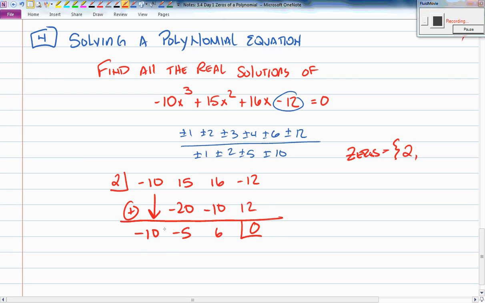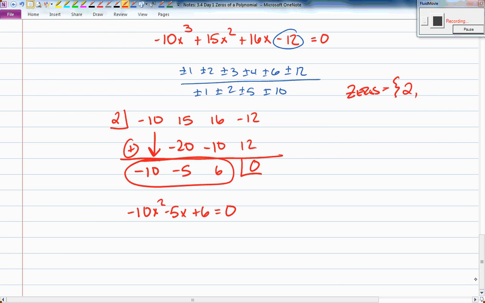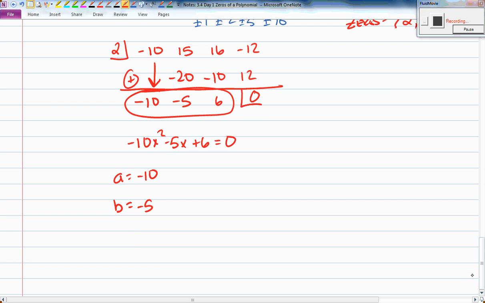Great. So how do I get the other ones? Well, the other ones are embedded in this leftover part of the equation from synthetic division. So I'll have negative 10x squared minus 5x plus 6 equals 0. This isn't going to factor nicely, so I'm going to use the quadratic formula. So a is negative 10, b is negative 5, and c is positive 6.